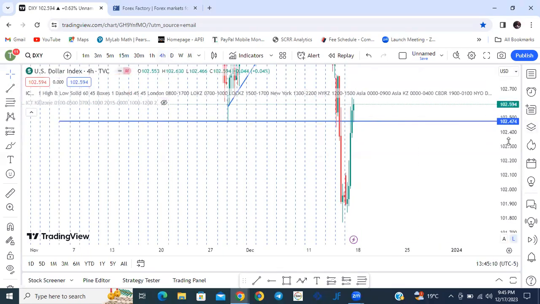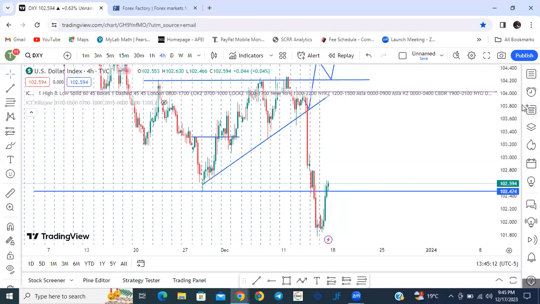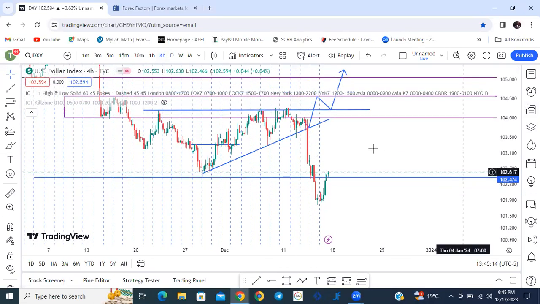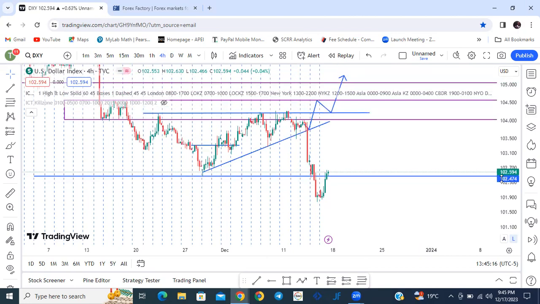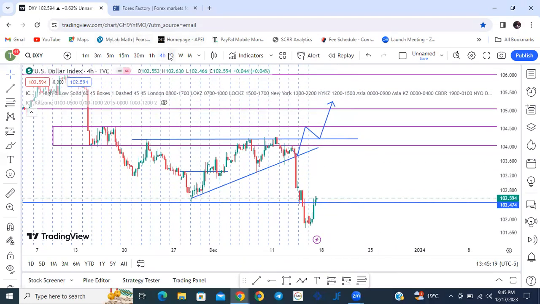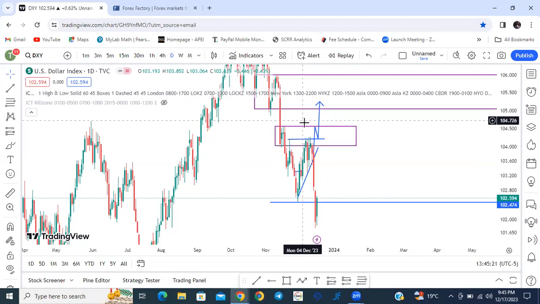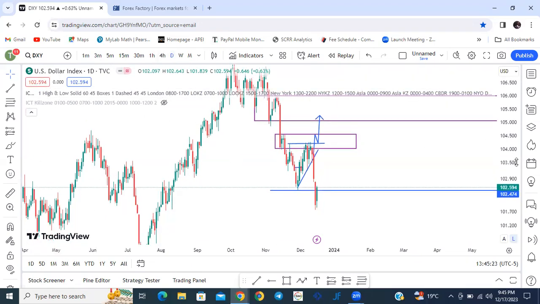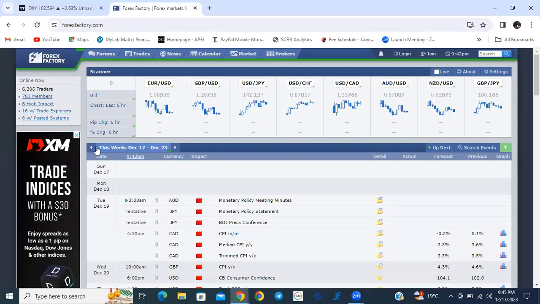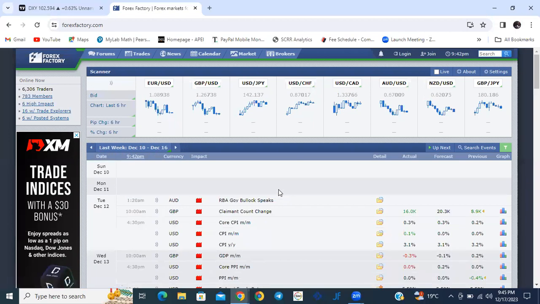So, as always, our norm is to begin by looking at DXY. We had analyzed it, so let's begin from the higher time frame. But before we look at what transpired, let's first begin with the fundamentals.